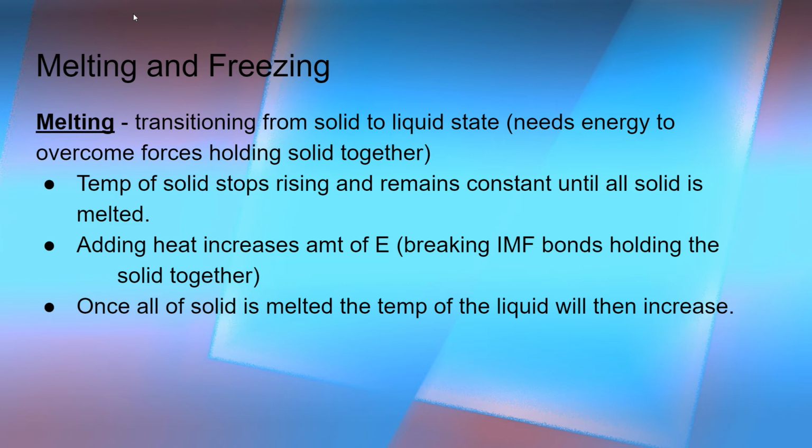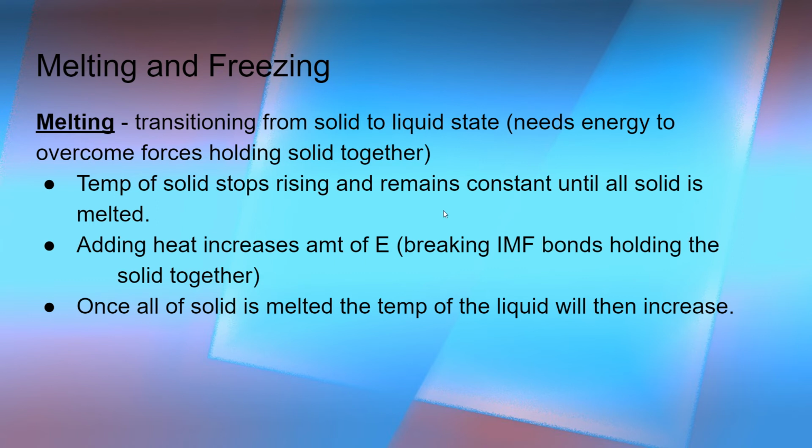The temperature of a solid stops rising and remains constant until all of the solid is melted. So for example, if you're melting ice, the temperature of the ice water as you're heating up ice should remain constant even if you're adding heat to it. Instead of the energy going into raising the temperature of that liquid with ice in it, that energy is going to be used in the ice particles, to break those intermolecular force bonds to allow those particles to move more freely and become a liquid.